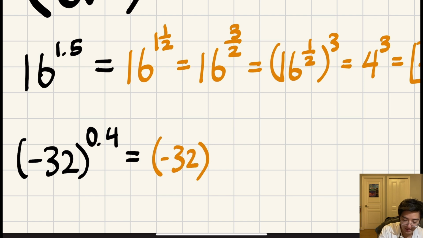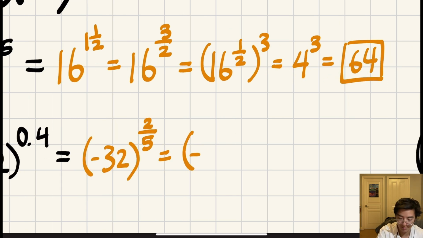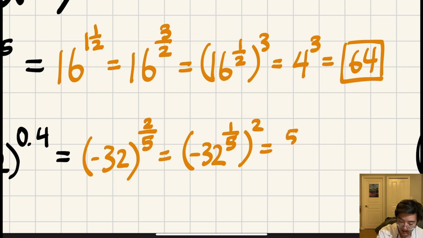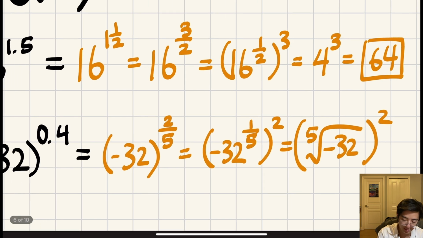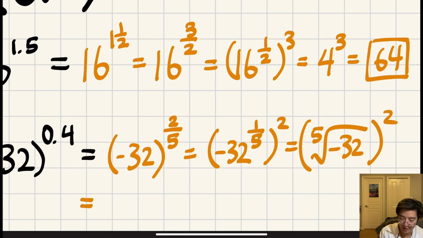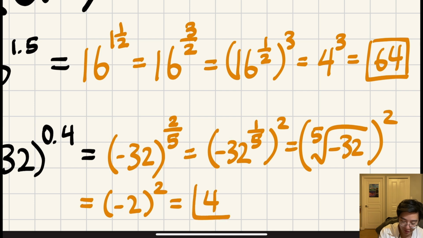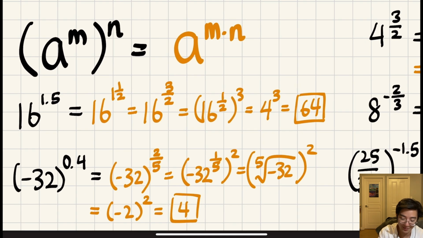Negative 32 to the power of 0.4. Once again, we convert that into a fraction, which is 4 over 10 reduced down to 2 over 5. And from here, we can split it up into negative 32 to the power of 1 over 5, squared. Okay? Which means that we're working with the fifth root of negative 32, and that squared. Right? Which is negative 2 squared. Right? Because negative 2 to the power of 5 is negative 32. And negative 2 squared is 4. We get rid of the negative sign because it's a negative times a negative number. Right? And yeah, that's pretty much it.